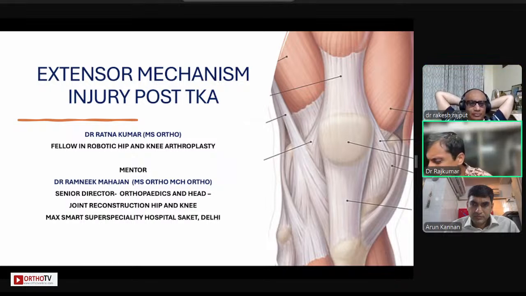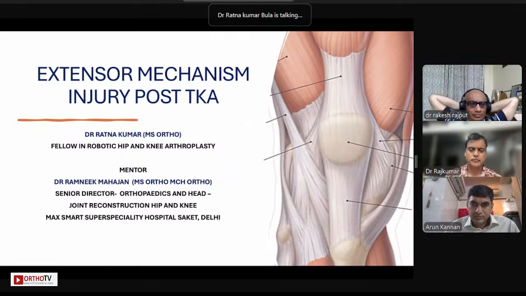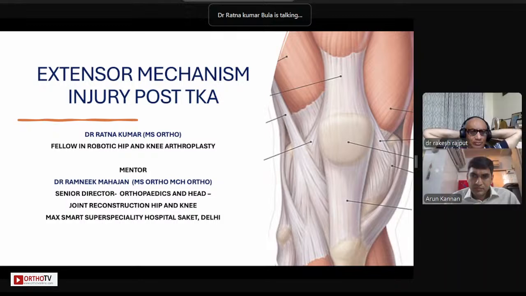Yes, sir. Okay, Dr. Ratna Kumar. Good evening, sir. Today I'm presenting 2 cases of extensor mechanism injury post-total knee arthroplasty. I'm a fellow under Dr. Ramnik Mahajan, sir. I thank IAA and Ramnik Mahajan, sir, for this opportunity.